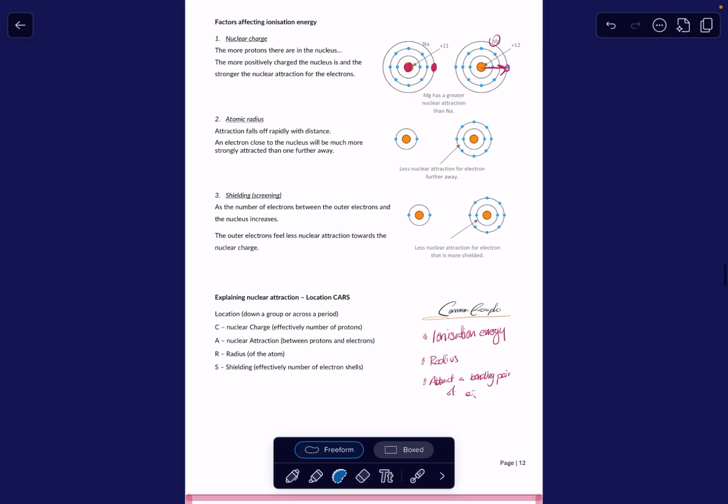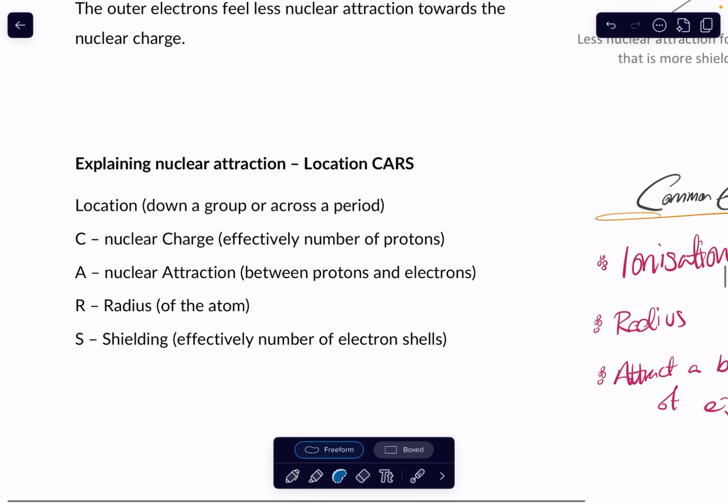What I'm going to cover is something we use called location CARs, and it's an incredible technique for you to be able to analyze trends across the periodic table. And when I mean trends, I mean as we go across a period or down a group, how do these things change? The way that we use this location CARs is this abbreviation where we have C for our nuclear charge, A's for nuclear attraction, R's for radius, and S is for shielding.